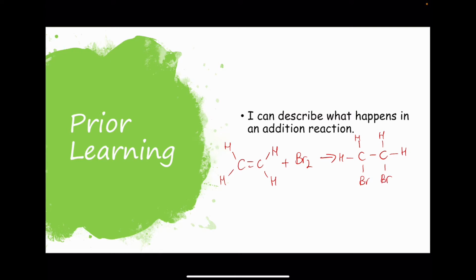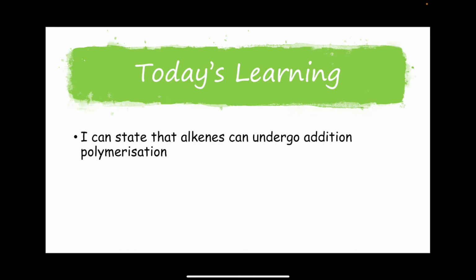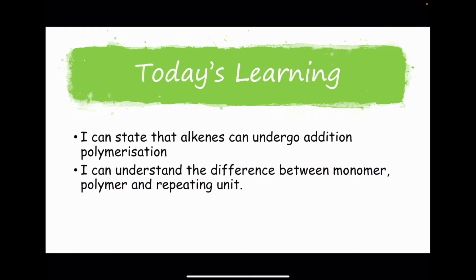It always has something that you start with, let's call it A, with a double bond, and then we have something that we add into it and one product. Okay, so that's addition reactions. Today's learning then, I can state that alkenes can undergo addition polymerisation, and I can understand the difference between monomer, polymer, and repeating unit. So we're going to be discussing these terms today.